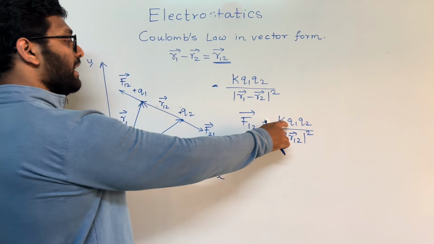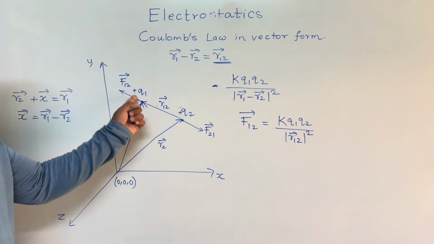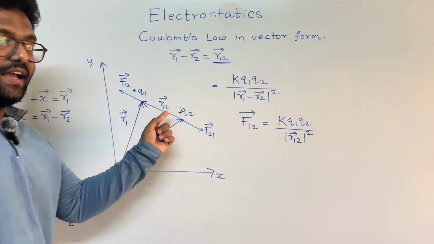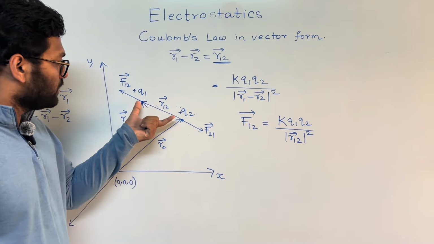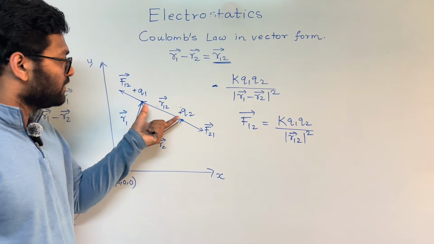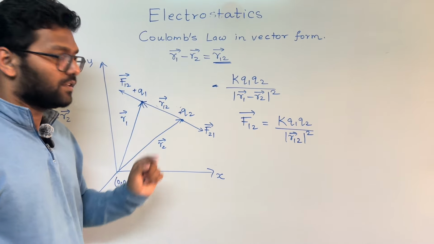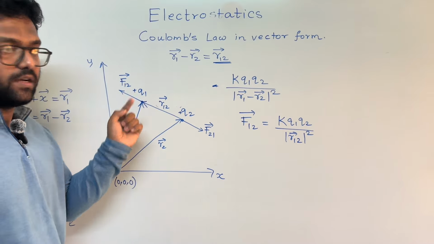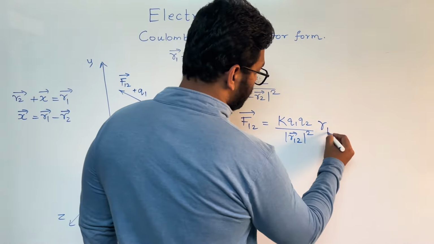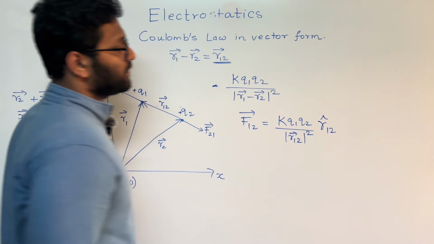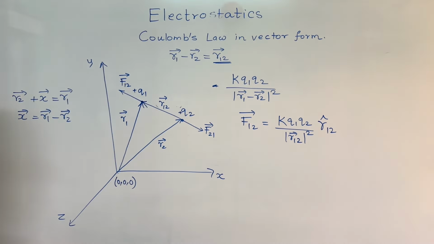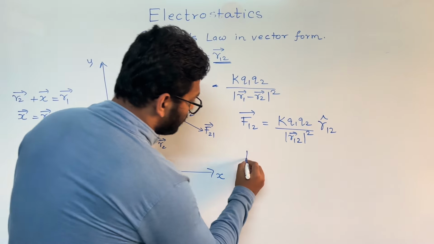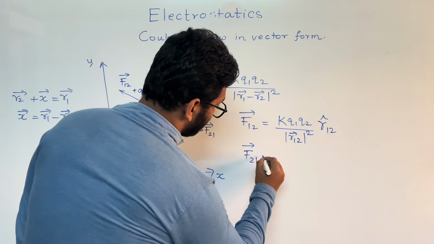Now what is the direction of that? See, the direction of F12 bar is in this direction, which is the same direction as R12 bar. As I said earlier, the electrostatic forces between Q1 and Q2 are along the line joining the centers of the charges. So R12 bar's direction is the same as F12 bar, so I can write it as R12 cap.